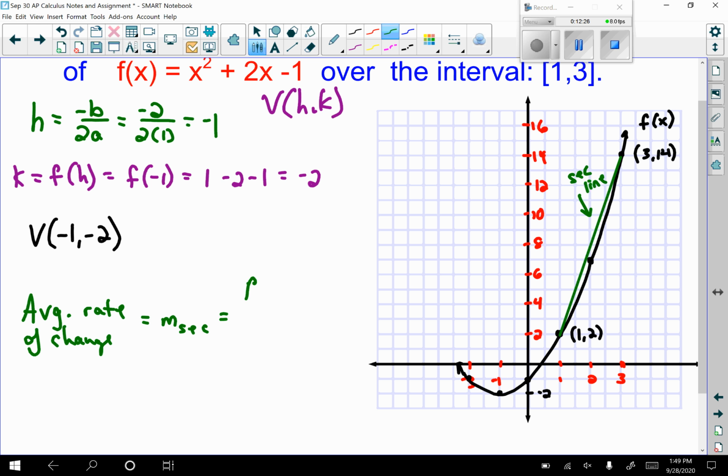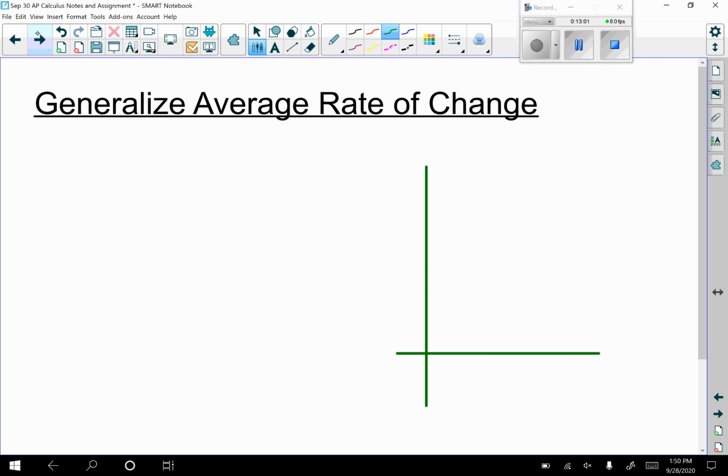So in this case, it's going to be f of 3 minus f of 1 over 3 minus 1. That's nothing more than y2 minus y1 over x2 minus x1. So we're calculating this. This will give me 14 minus 2 over 2, so the slope of my secant line is going to be 6. Therefore, the average rate of change over the interval 1 to 3 of f of x here is just going to be 6. So let's generalize this average rate of change.